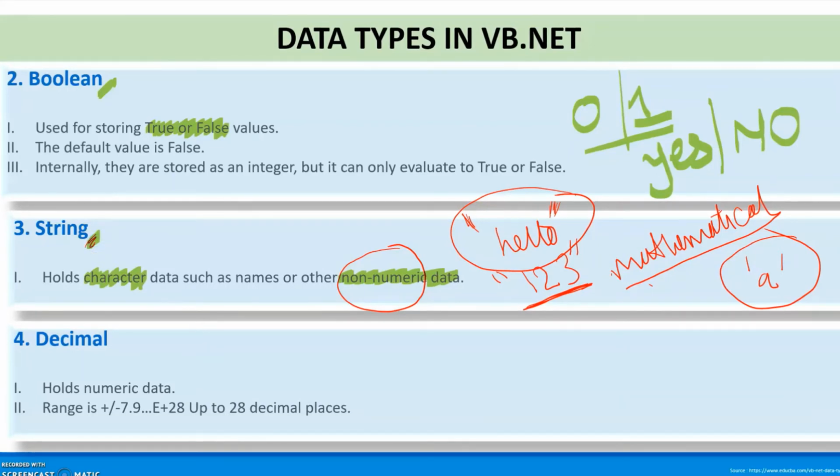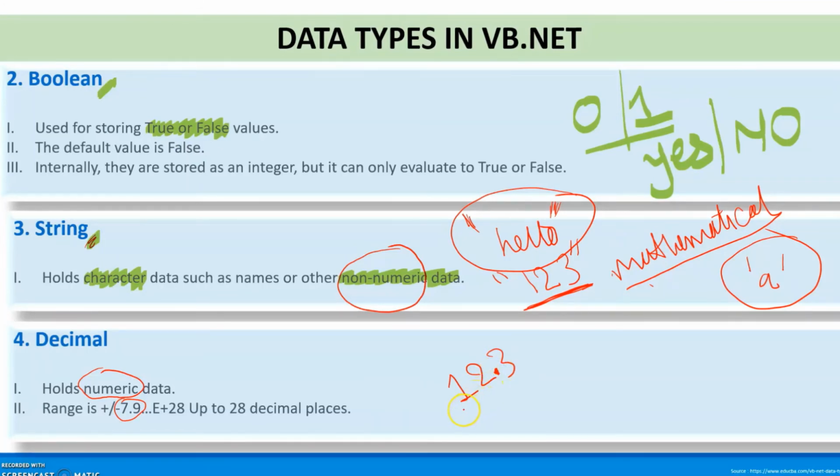Next we have the decimal. Decimal is ultimately numeric data only, but it comes with a decimal point. When I say 123, this is an integer number, right? But if I say 12.3, this is my decimal number. So we use the decimal data type to store floating point numbers. This is about the decimal data type.